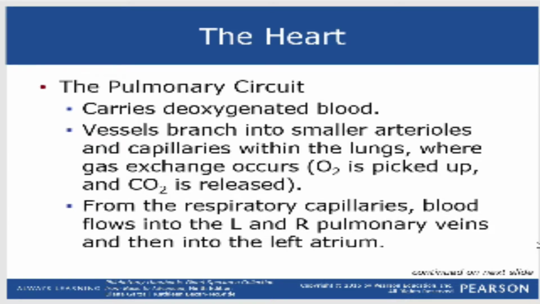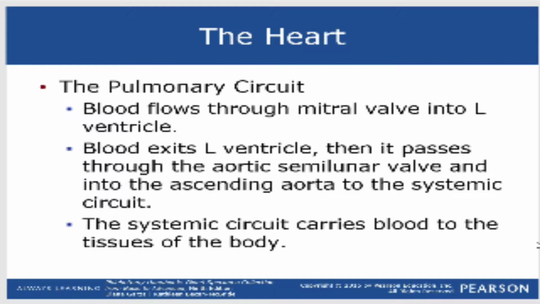In the pulmonary circuit, the deoxygenated blood goes to the lungs. It goes through the arteries, the arterioles, to the capillaries, and that's where the CO2 gets exchanged for O2. That's where it picks up the oxygen. Then it goes into the left and the right pulmonary veins, and then into the left atrium, then down to the left ventricle.